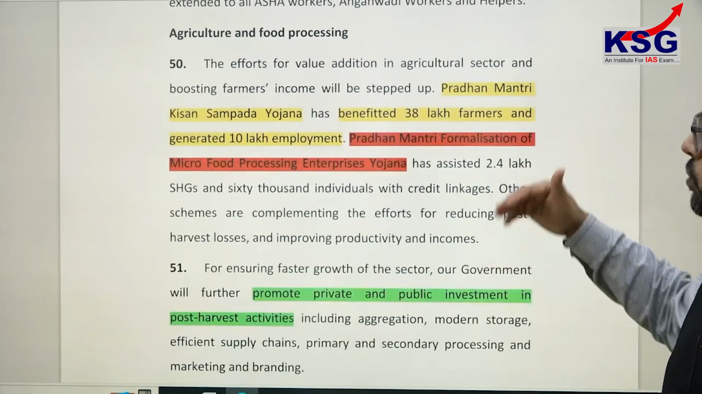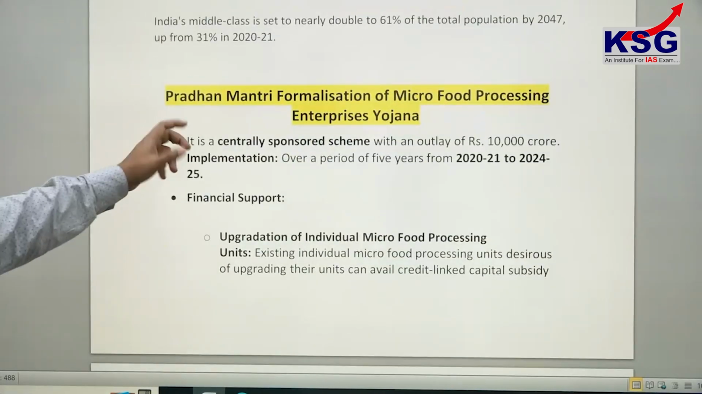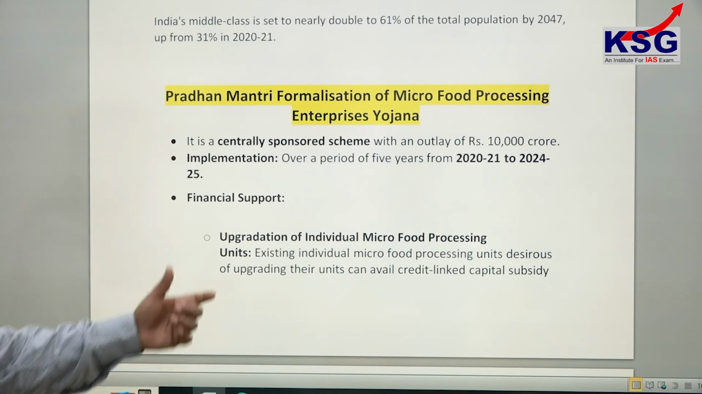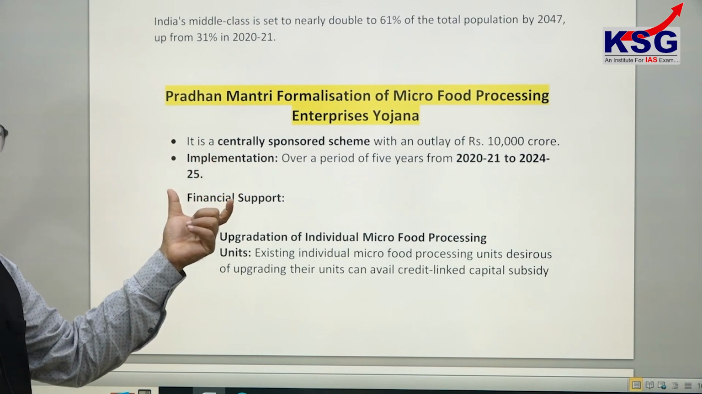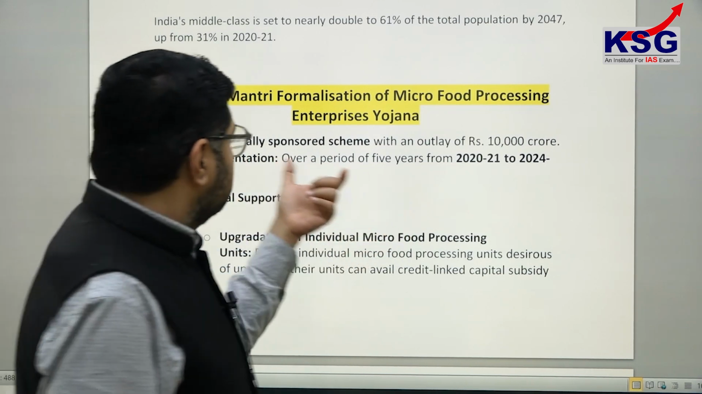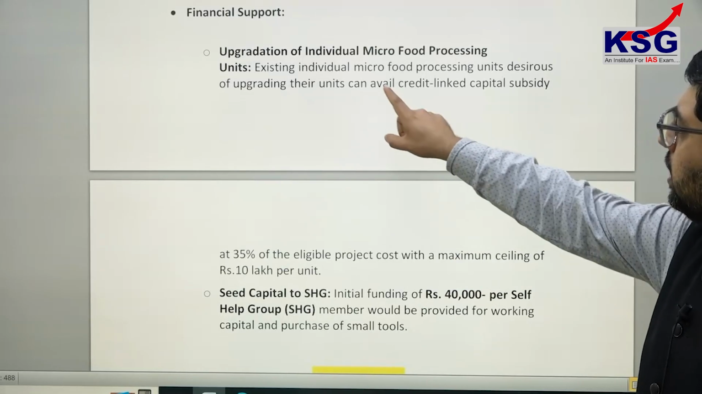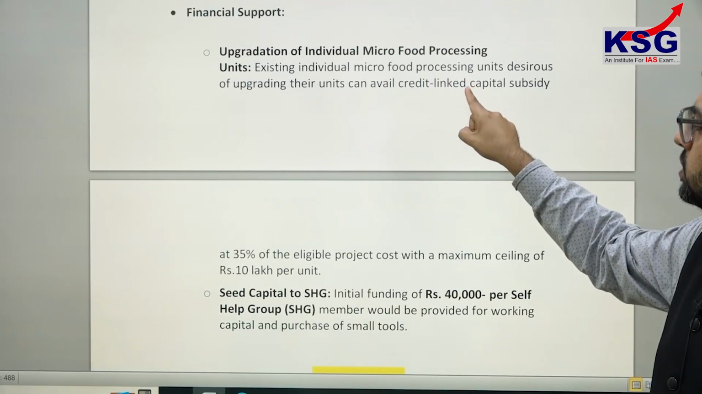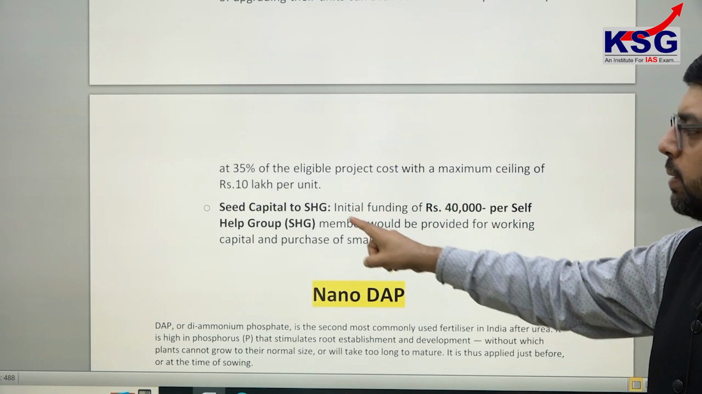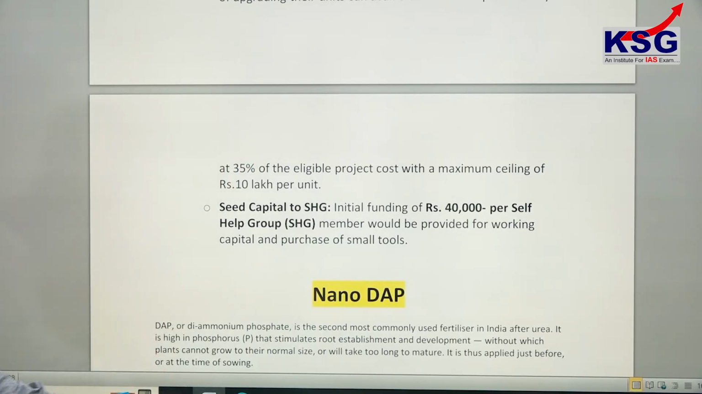So government is interested to further promote food processing. Clear? Now this Pradhan Mantri Formulation of Micro Food Processing Enterprise Yojana is important, because the time period for this scheme is going to end next year itself, as it is implemented for 5 years and it is a centrally sponsored scheme. They are supporting existing individual micro food processing units by providing loan facility, as well as supporting self-help groups by providing seed capital. Seed capital means the capital needed in the beginning itself. Clear? This is what you have to remember.